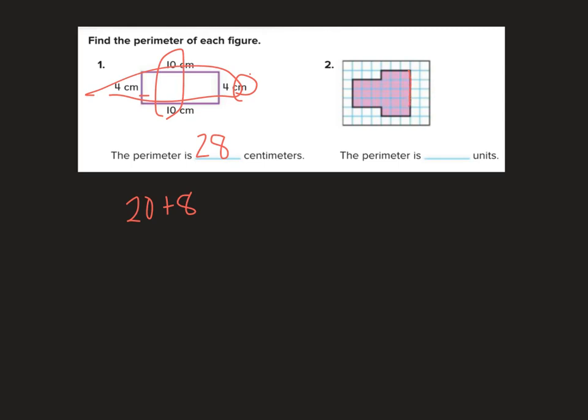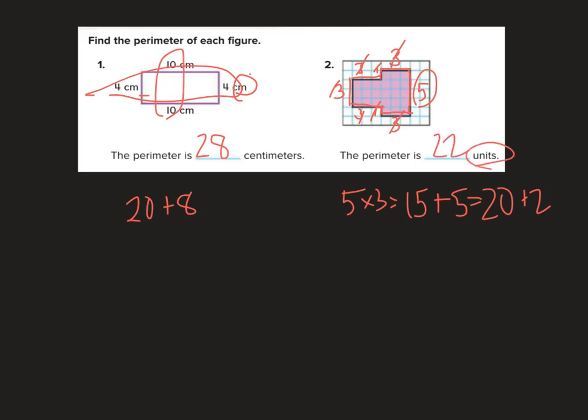1, 2, 3, 4, 5. 1, 2, 3. 1, 2, 3. All right, so let's see, how many 3s do we have here? 1, 2, 3, 4, 5. 5 times 3 is 15 plus another 5 is 20 plus 1, 2 is 22 units.